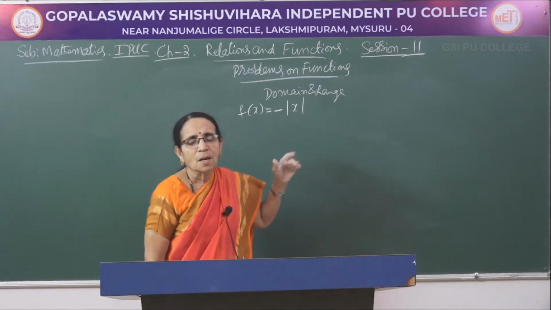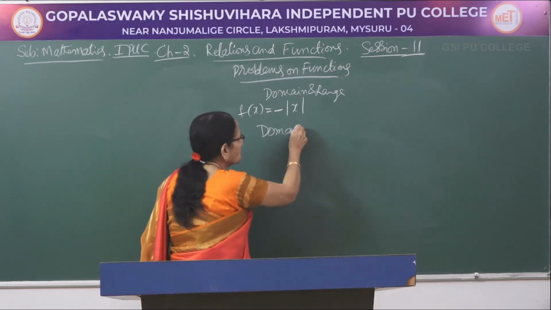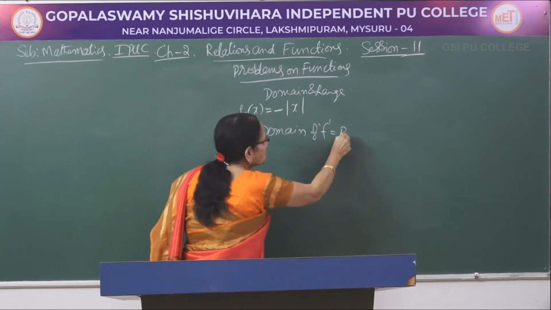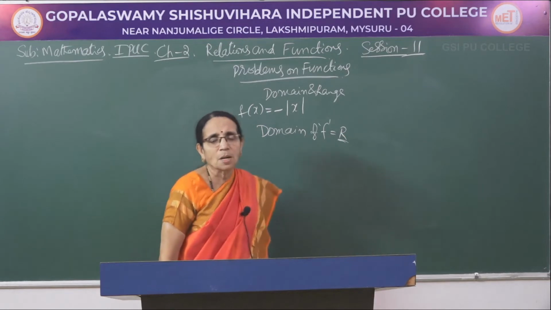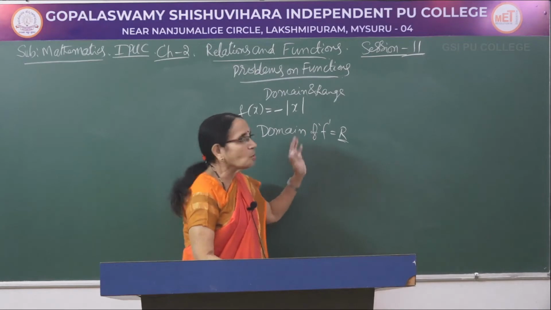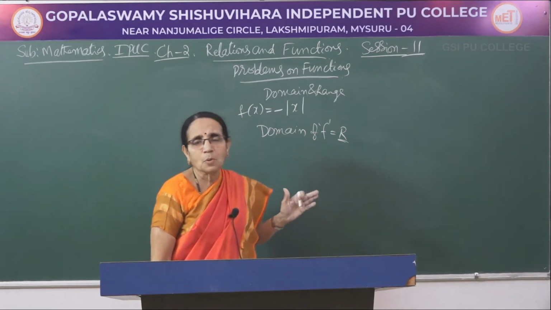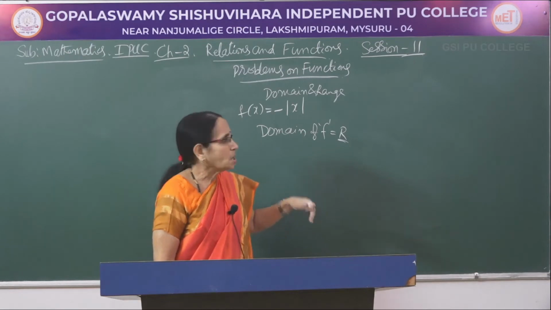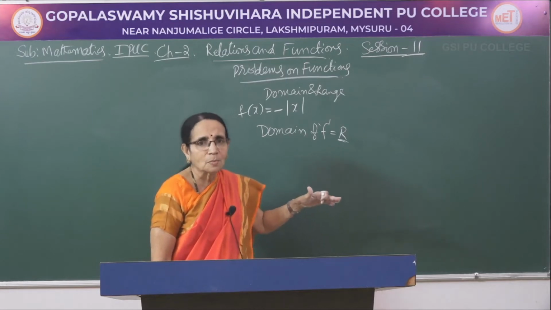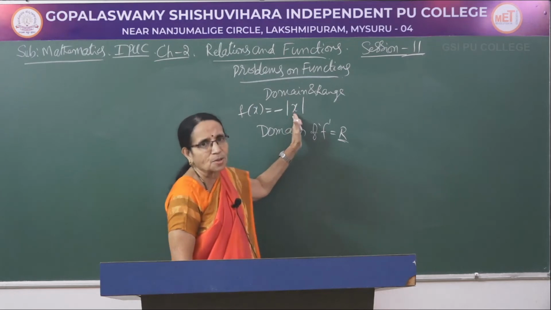Now, x can take any value. Therefore, the domain of this function f is the set of the real numbers. Capital R stands for the set of the real numbers. Therefore, the domain is fixed here. You can give any real value. We do not bother about the positive or negative sign. It may be negative, positive, integer, rational, irrational number, 0 also included. You can assign any value for x here.